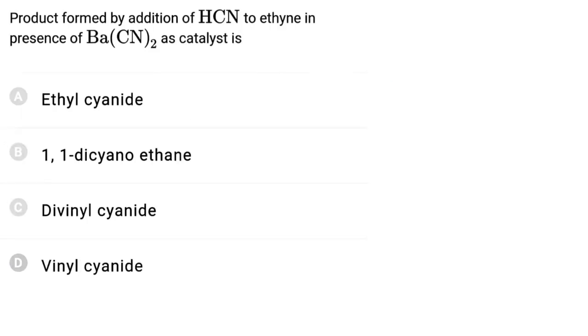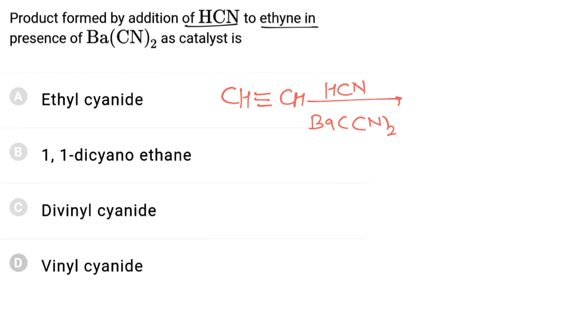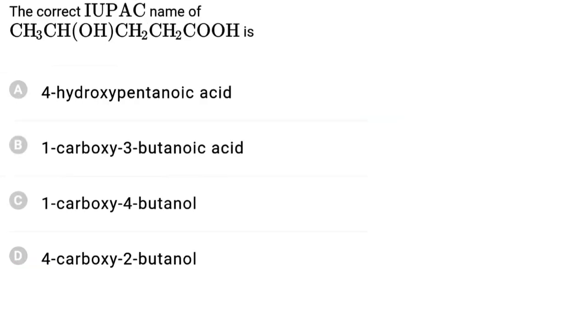Product formed by addition of HCN to ethine. So when ethine, CH triple bond CH molecule, is treated with hydrogen cyanide in the presence of barium cyanide, it will be converted to CH2 double bond CHCN, and vinyl cyanide is formed as the final product, and hence the correct answer is D.